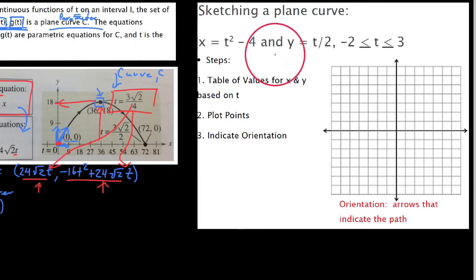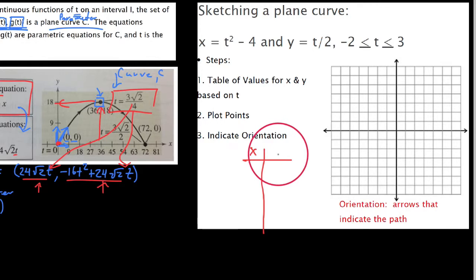So this parametric equation up here says: sketch a plane curve, x is equal to t squared minus 4 and y is equal to t over 2, where t is some number between -2 and +3, including those. The first thing we always want to do is come up with a table of values. We're going to say x and y.